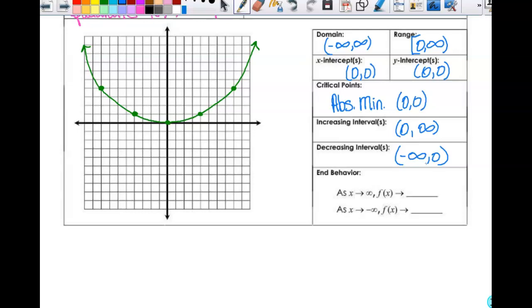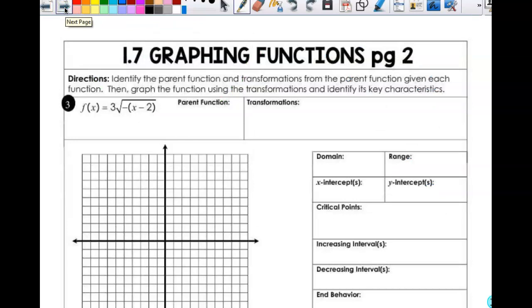In end behavior, as x approaches infinity, f of x approaches infinity. And as x approaches -infinity, f of x approaches infinity. Yay. We all good with that? Awesome. Let's look at number 3.